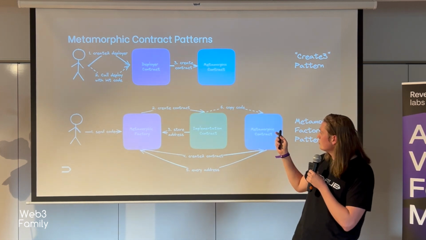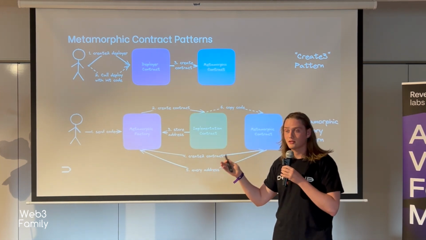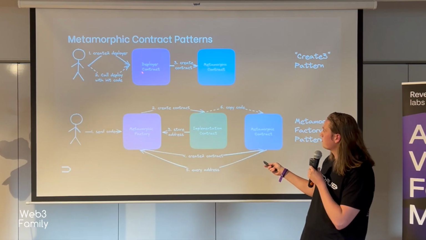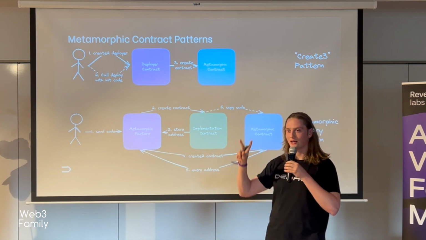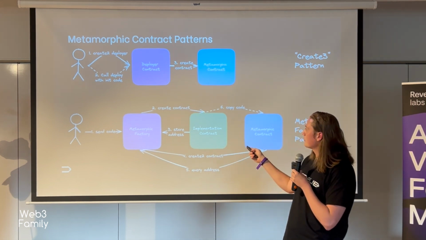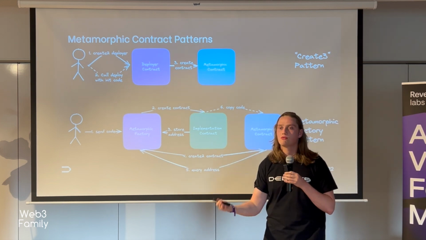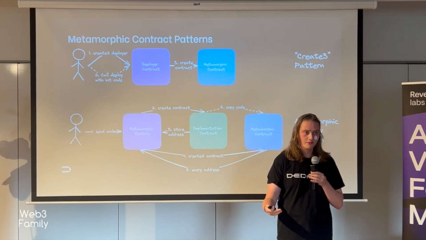So these are two patterns. There are a few others which enable you to do metamorphic contracts, or used to. And the top one is what we know as create 3. So basically you have your actor here, and what he does is he calls create 2 for a deployer contract. So this deployer contract is essentially acting like a proxy. It implements a function called deploy, and basically deploy is just a thin wrapper around create.